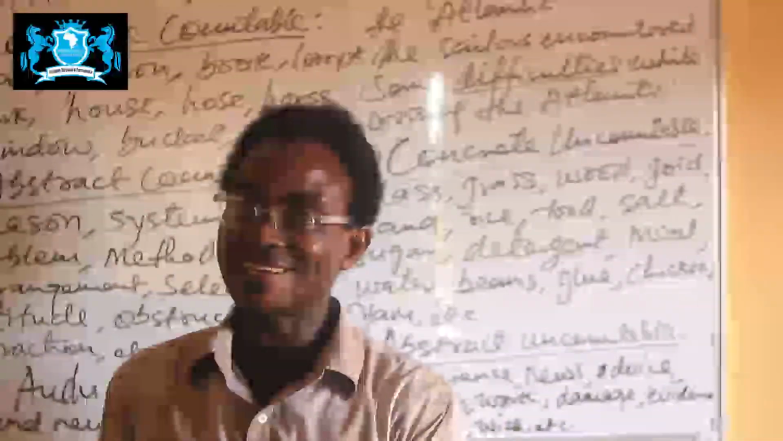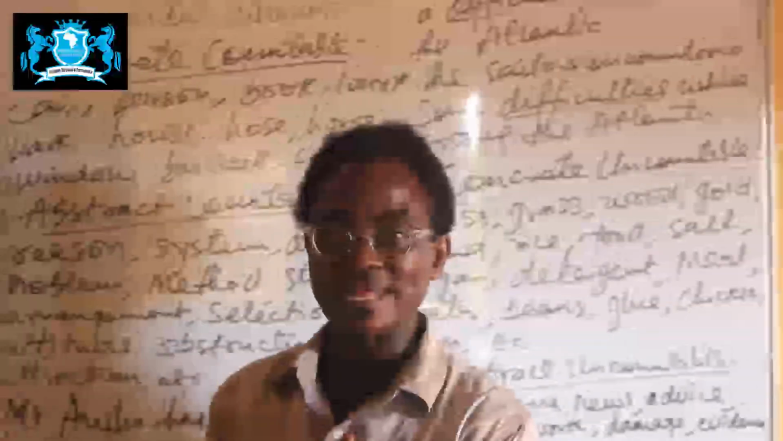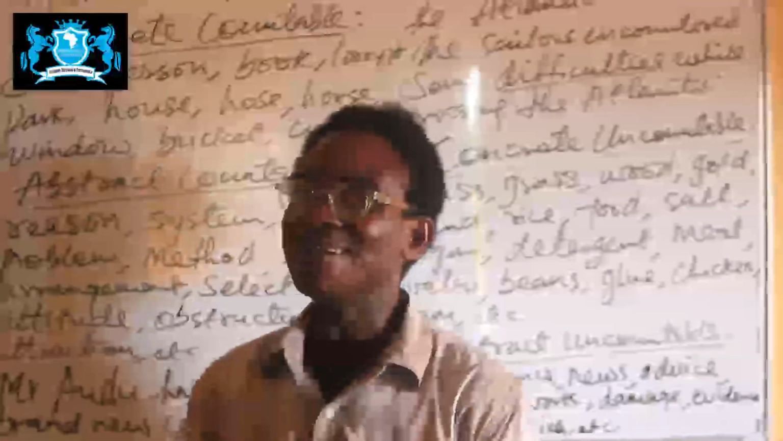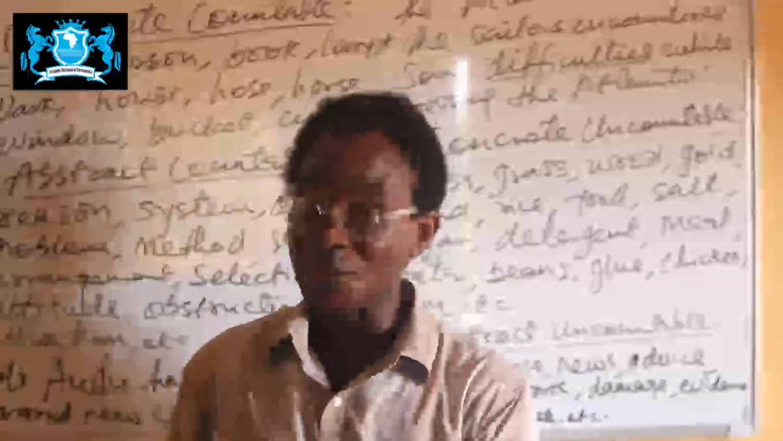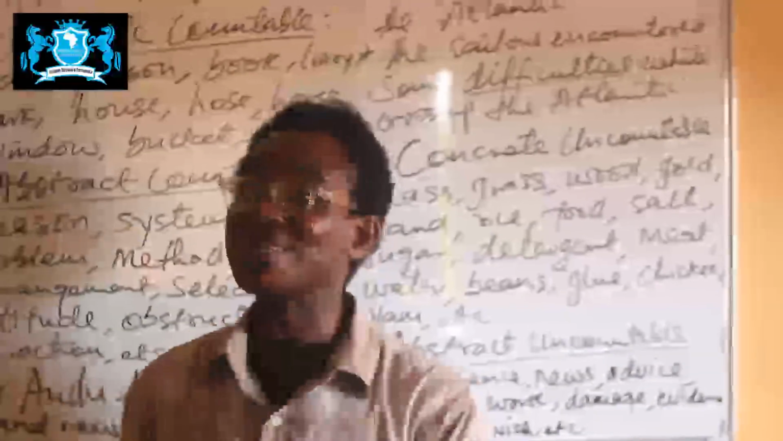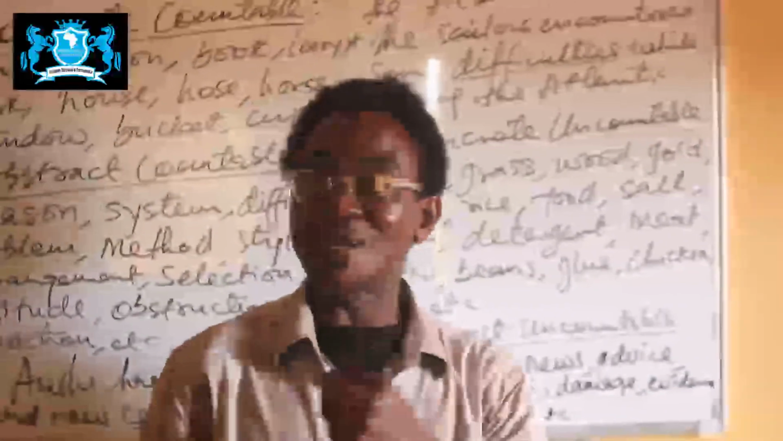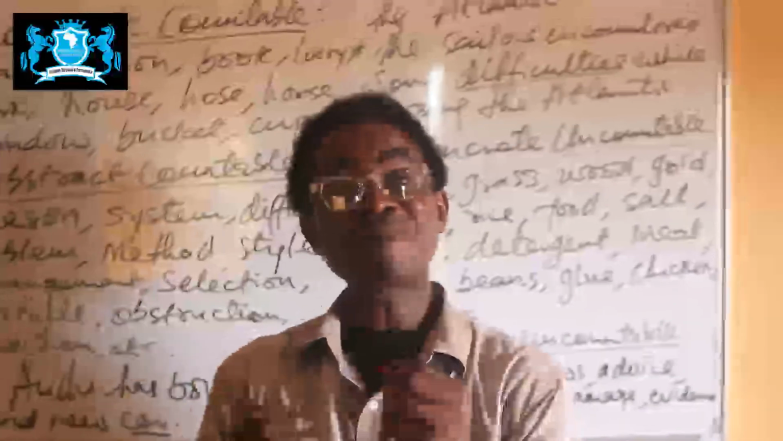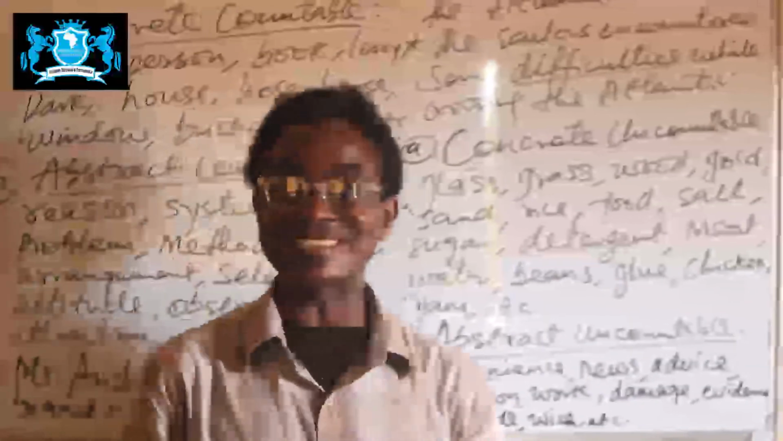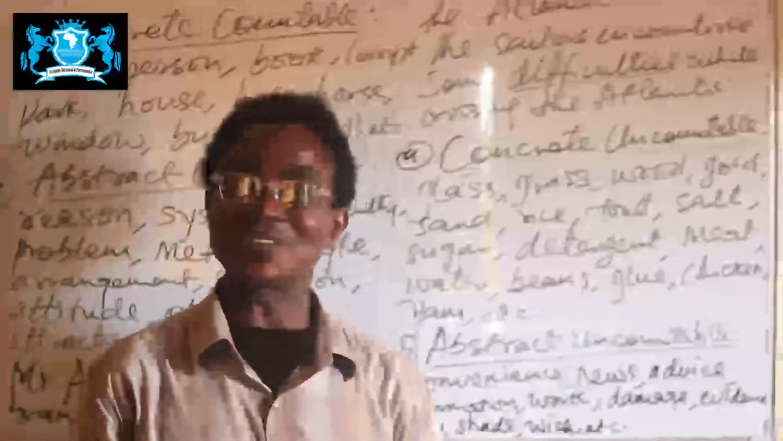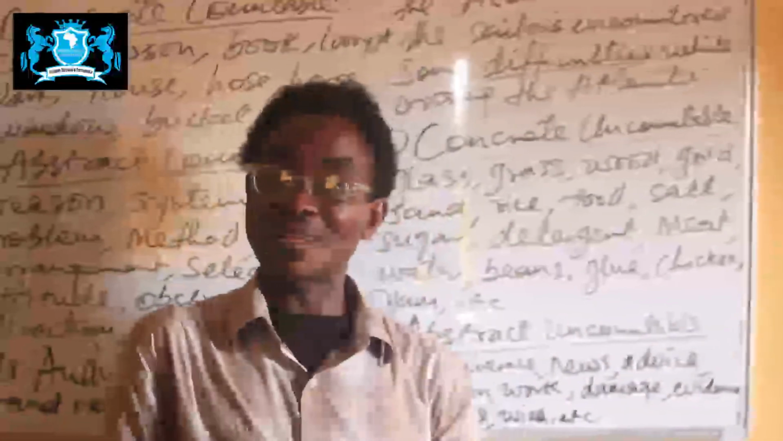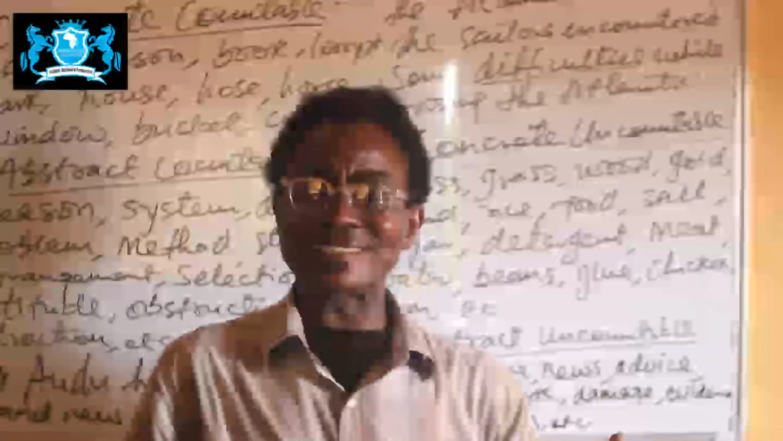So tea is uncountable, water is uncountable, coffee is uncountable, sugar is uncountable, glue is uncountable. That means we can't say teas, we can't say coffees, we can't say waters, we can't say glues. But in fact, this is not the case. It is also correct to say teas, and glues, and waters, and coffees, and so on and so forth. So why is this so?